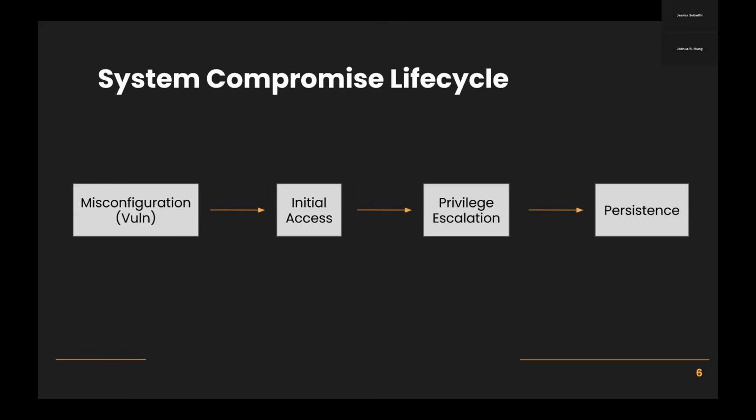All right, so first, I just wanted to talk briefly about the system compromise lifecycle. How exactly does a machine get compromised? It typically starts with some misconfigurations and some vulns, and using these vulns, people can get initial access. When they do get initial access, of course, their permissions might be limited, so they're going to find a way to escalate to the root user. And once they have root privileges, they'll typically open their own ways to get back into the box. And that's called persistence.